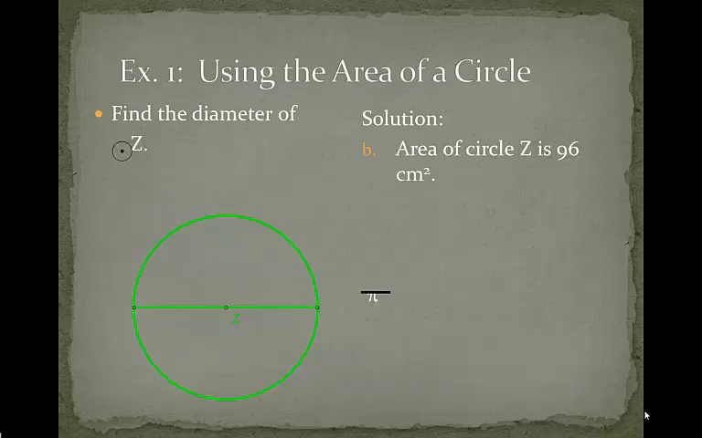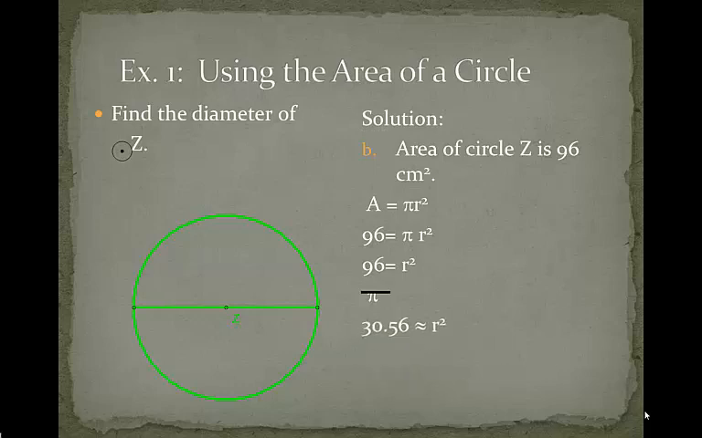All right, find the diameter of circle Z. So how do I find the diameter? I know the area of circle Z is 96 centimeters squared, right? So 96 would go in for my area, equals pi r squared. Now I have to take 96 and divide it by pi. So I have 96 over pi equals r squared, and that would give me 30.56.